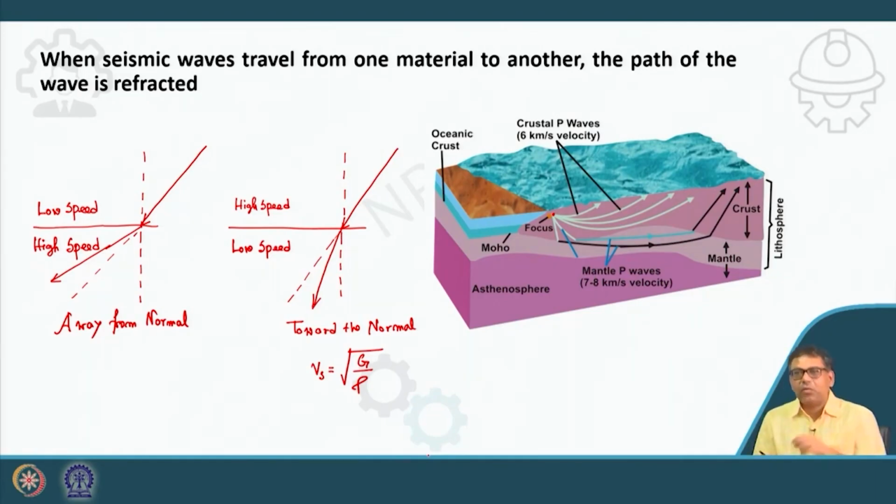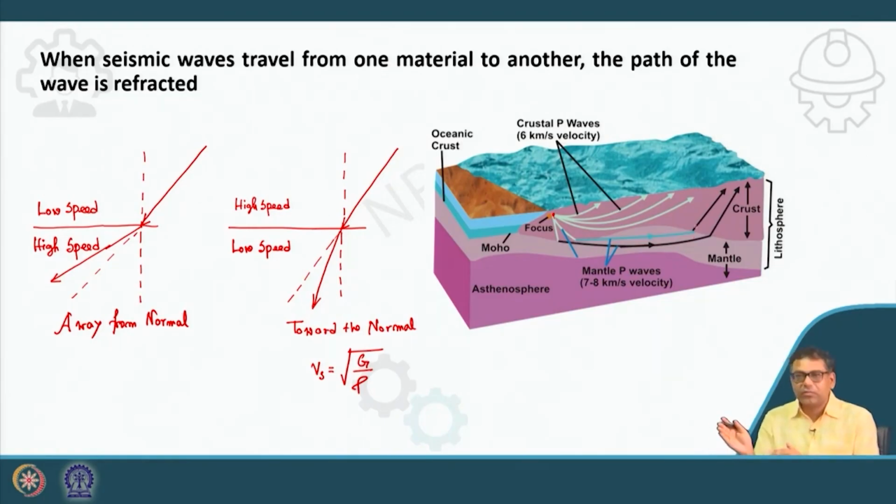So when the focus is within the crust and the wave travels from crust to mantle, it is going from a low speed material to a high speed material. You can see this is low speed material to high speed material. So it will move away from the normal, just as in the case we saw, so it will also move away from the normal.